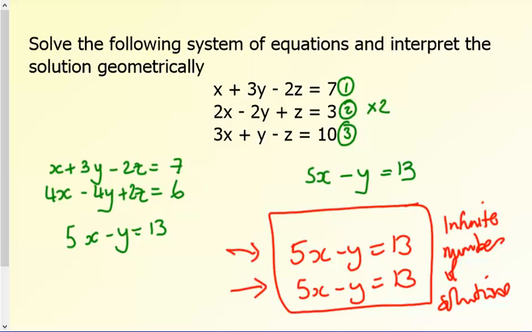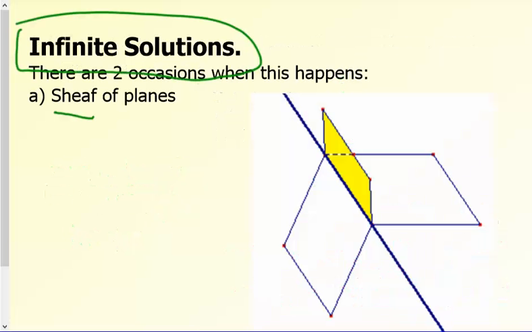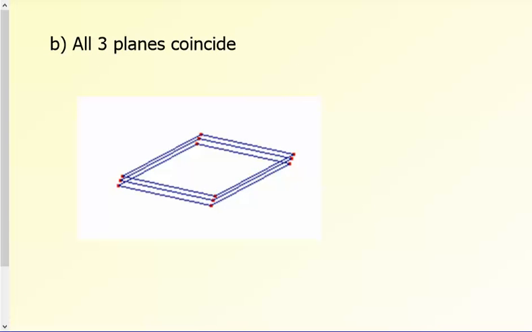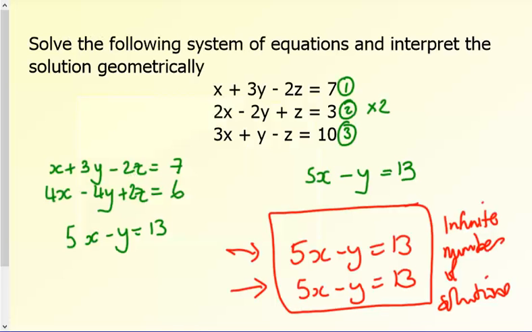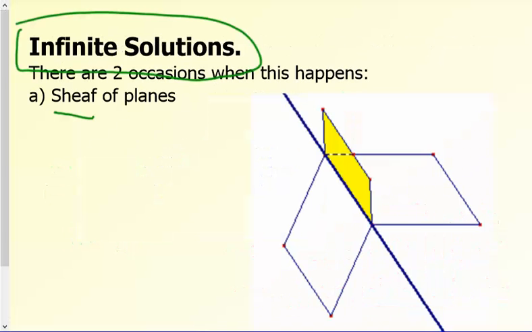Now then, which type is it? For an infinite number of solutions, it's either a sheaf of planes or all three planes are coincident. Well, in this case, do all three planes coincide? Are they actually the same plane? Well, of course they're not, because they're not parallel to one another, and we can see that from the coefficients of the x, y and z terms. So if they're not parallel to each other, then it must be the first case. That must be a sheaf of planes.